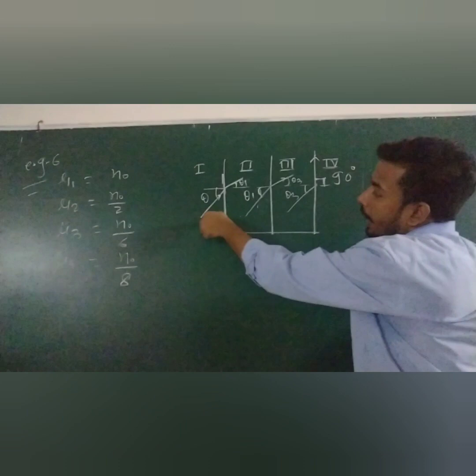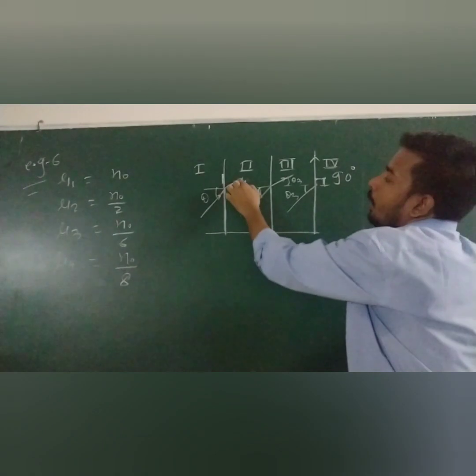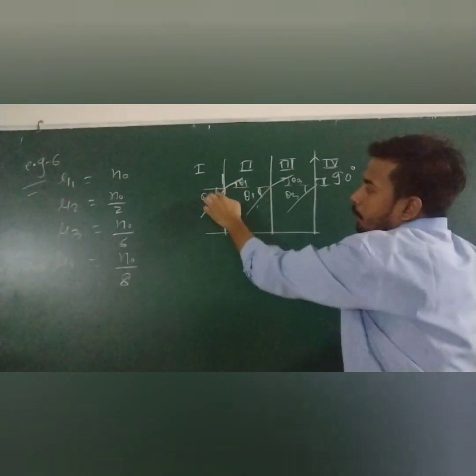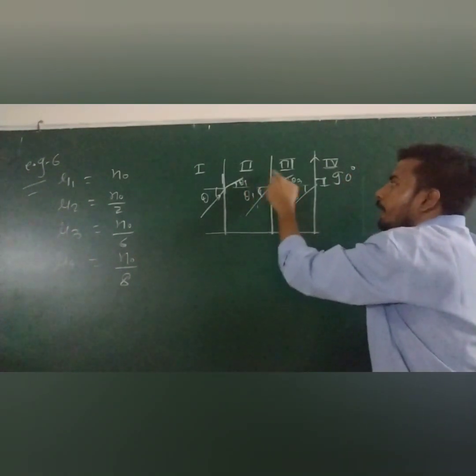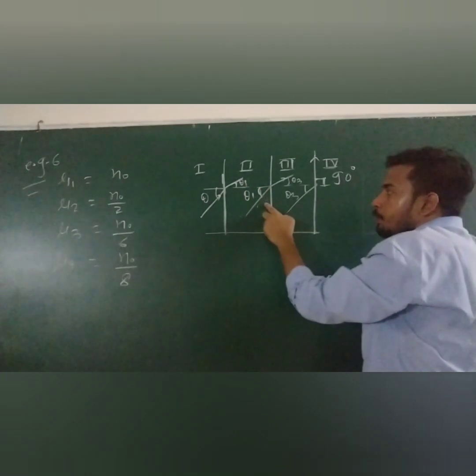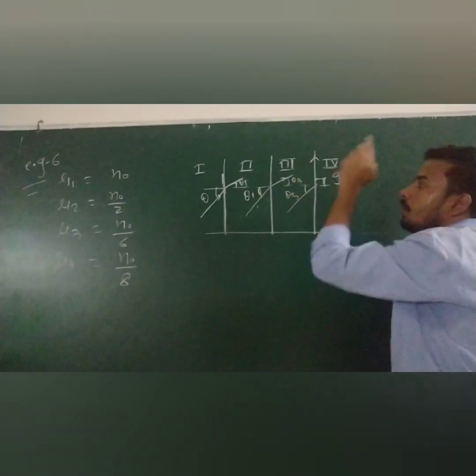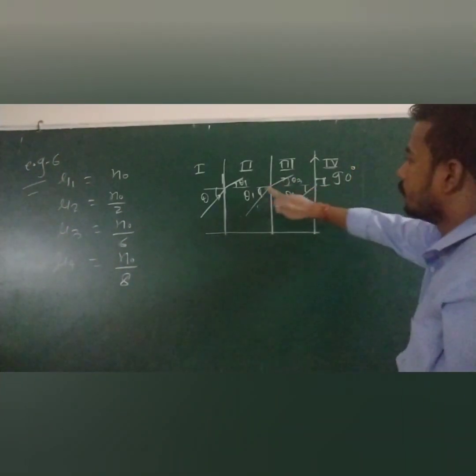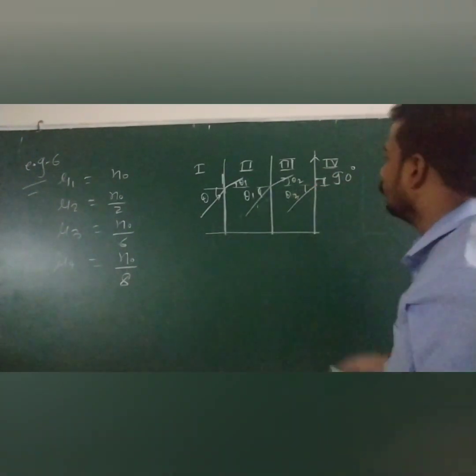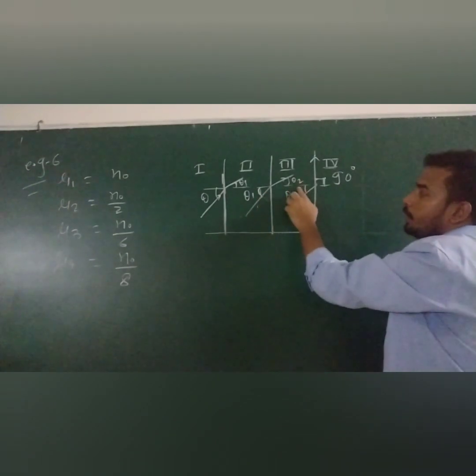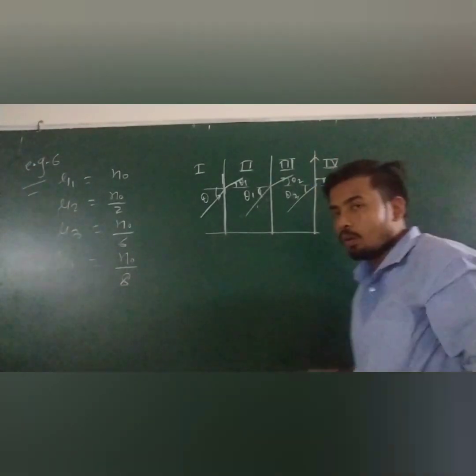See, here light enters at an angle theta, so the angle of incidence becomes theta, and the angle of refraction becomes theta 1. Now the same light enters into another medium, so again this angle becomes theta 1 because it is the same light, and this angle becomes theta 2. And light comes here and becomes perpendicular.